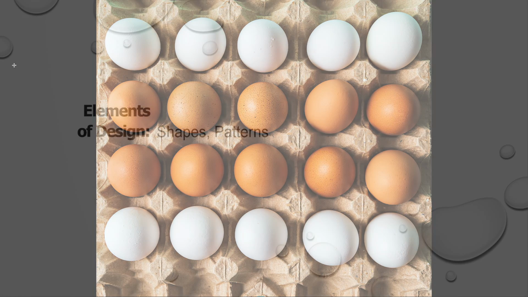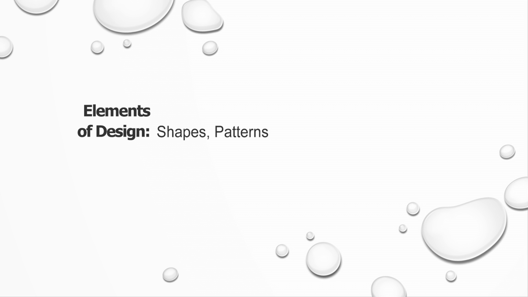Let's take a look at the elements of design that matter to us here. Obviously, when we're thinking about eggs, we're thinking about that egg shape. It's clearly identifiable. And we've seen patterns and symmetry used pretty effectively so far, so I think that's pretty important as well. Let's take a look at some more sample images.